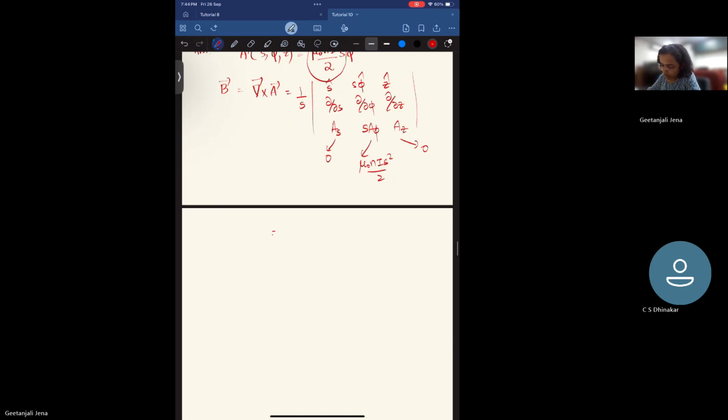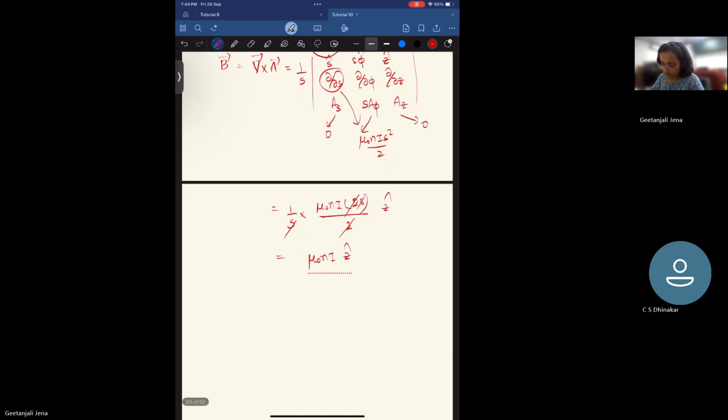So this will be 1 by s. And the only non-zero term will be this one. Dou by dou s of mu naught n I s squared by 2. So this will give mu naught n I 2s by 2 z cap. So this will give mu naught n I z cap, like the field due to a solenoid. So B, this is the previous case.